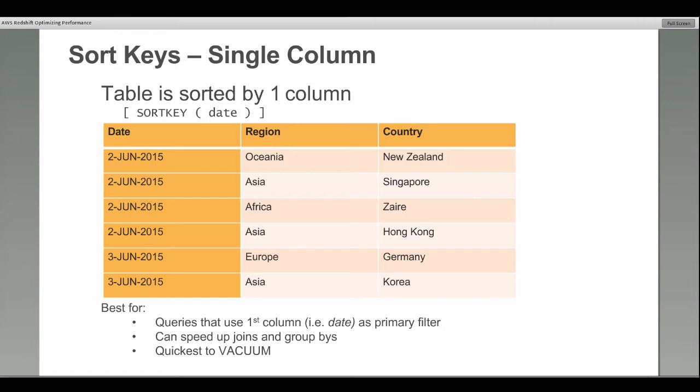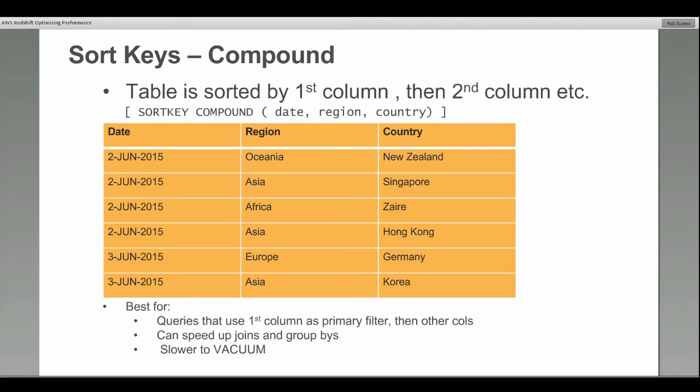For those not familiar with vacuum operations, that is a maintenance operation that does 2 things. It reclaims blocks that previously had data that was deleted, and it also resorts all the data in a table to put it back in sort order to improve your performance.